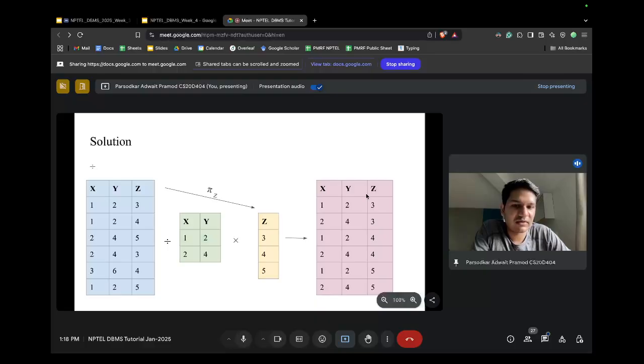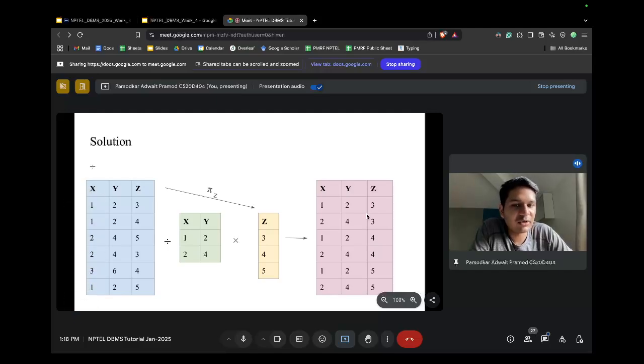So you get 1 2 3, 2 4 3, 1 2 4, 2 4 4, 1 2 5, 2 4 5. So is this clear that we have constructed a table of expectations? Any doubts in this until this point?